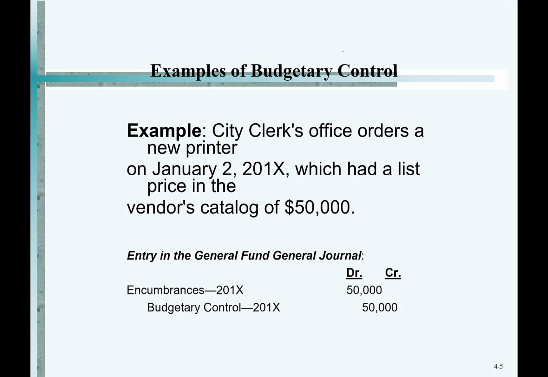So anytime you order goods, you debit encumbrance, credit budgetary control for, in this example, 50,000 for a printer. That's a hell of a printer. That must be one of them 3D printers or something, right? Okay, so $50,000 for a printer. We debit encumbrance, we credit budgetary control. Now all we've done is order this thing, right? From the catalog, but we make a journal entry.